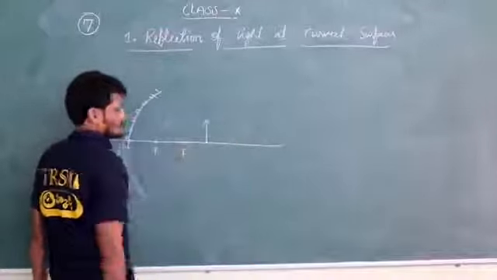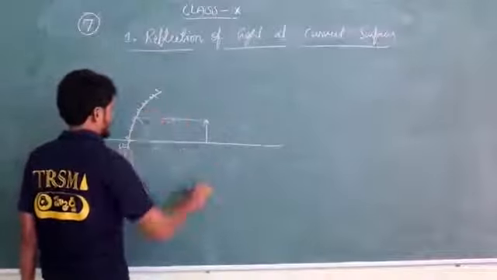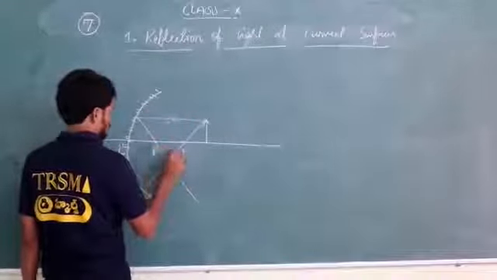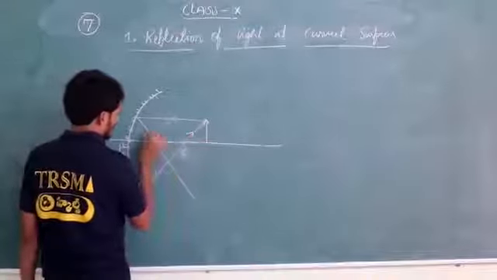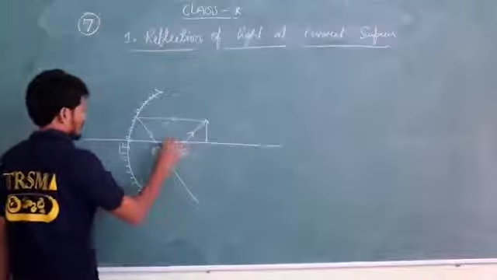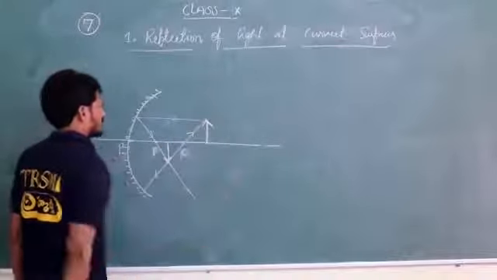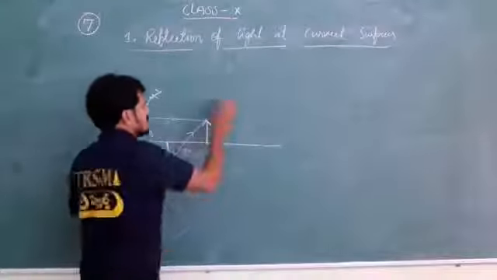I am placing one object on the principal axis. Parallel to the principal axis, one ray passes from focus, second one is from focus, and this one is center. And reflected back. Here image is formed. This is our image point, and this position is object. This position is image. So what is object distance?